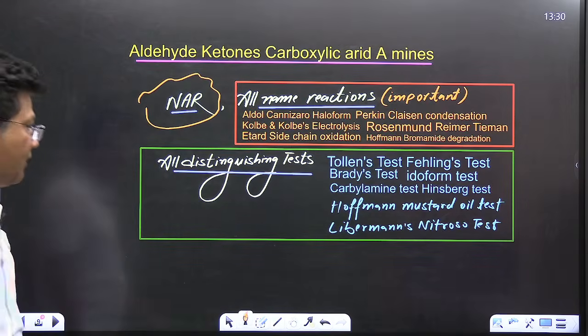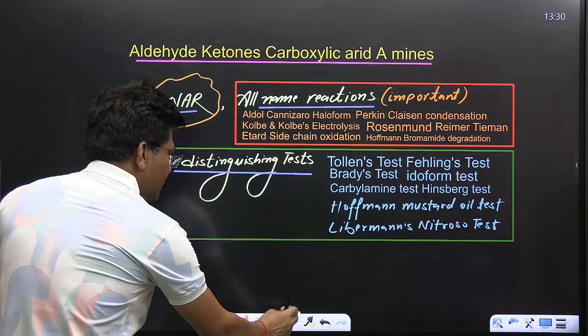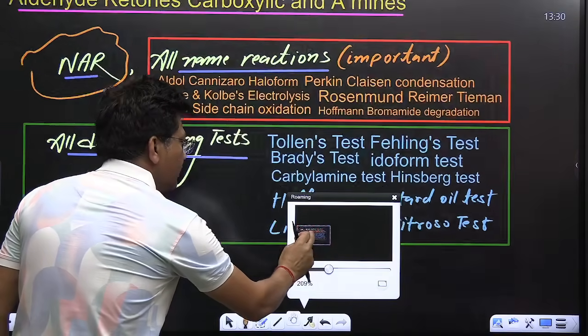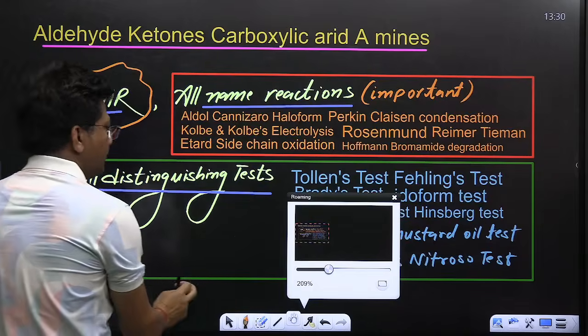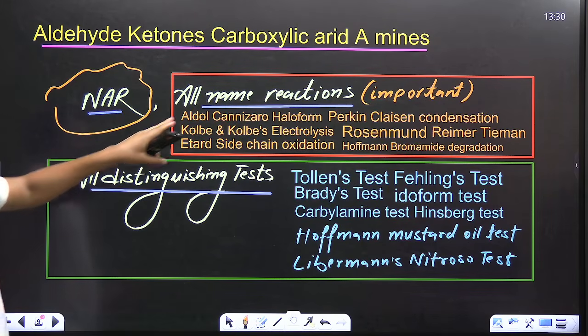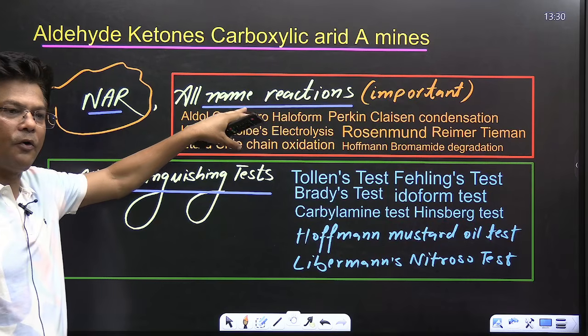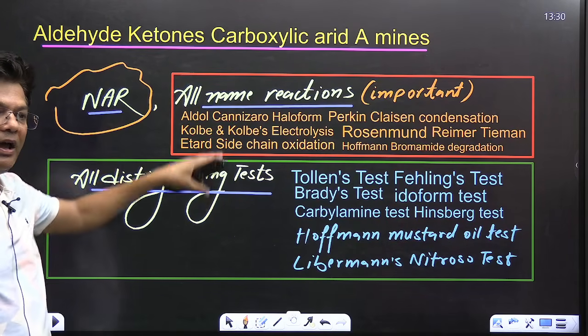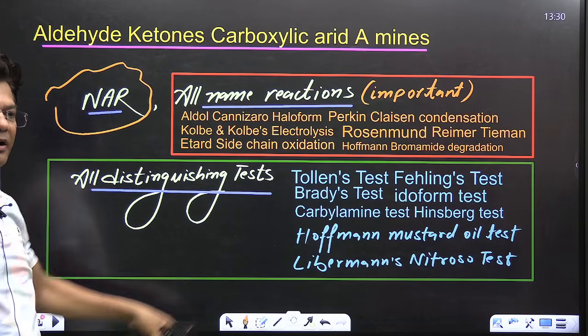Just see, if it is not visible, let me make it a little bit bigger. Now you see the visibility is proper. Now, if you want to take a screenshot, you can. All the name reactions will come from here. If I talk about aldehydes, ketones, carboxylic acids and amines, all the distinguishing tests will come from here.